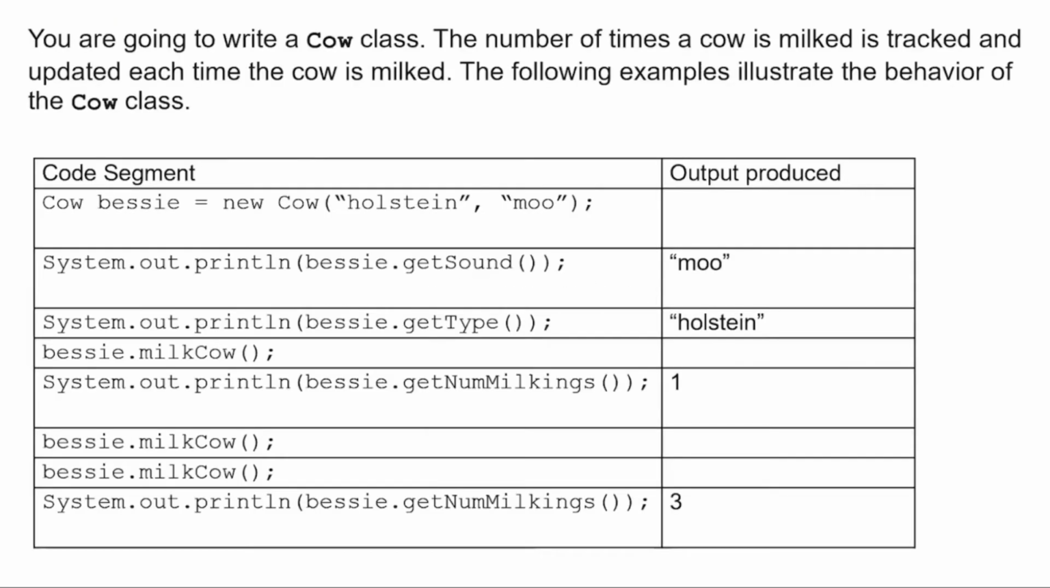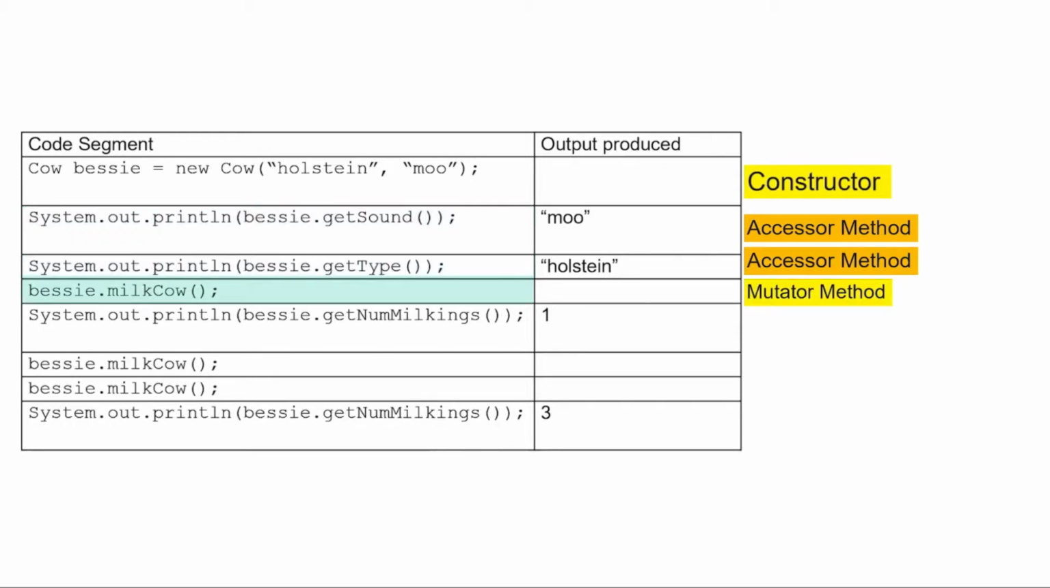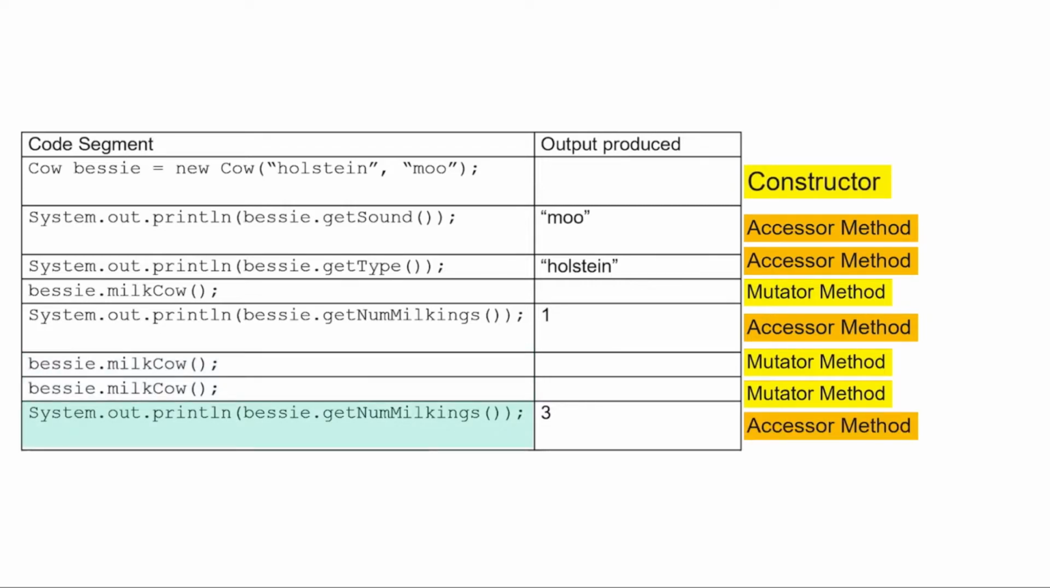Let's practice. Remember the cow class we began writing? We had a constructor, an accessor method, getSound, that would output moo, another accessor method, getType, that would output Holstein. Now we have a mutator method called milkCow. Here's another accessor method that gets the number of milkings and displays it. We have another mutator method call and another mutator method call. Finally, we call another accessor method that will display 3.